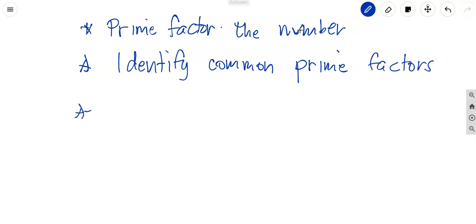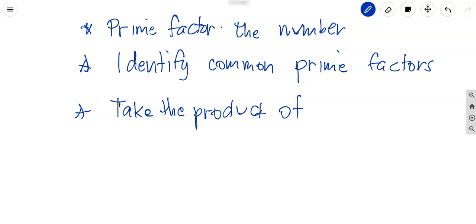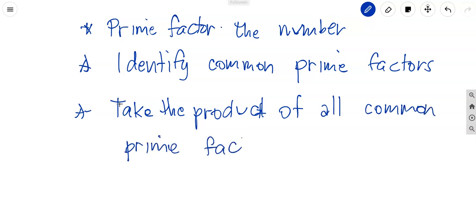And then after that, we're going to take the product of all common prime factors. So these are the three important things that we need to remember. First, find the prime factors of the number. Second, identify the common prime factors. Third, take the product of all common prime factors. Let's try some examples.